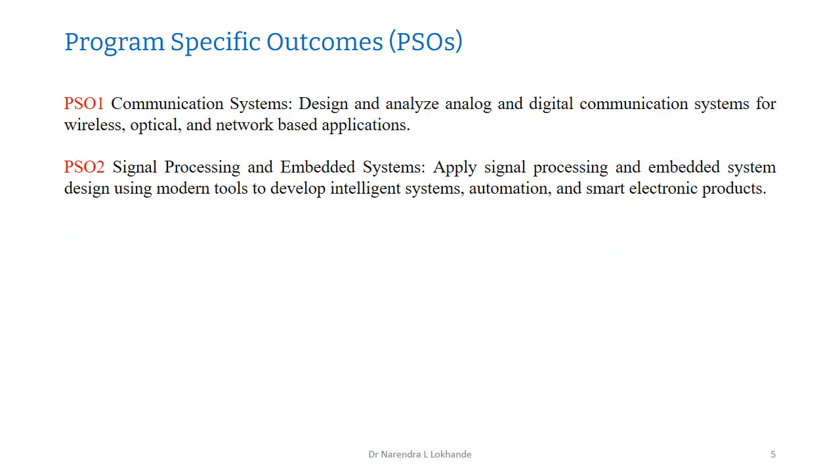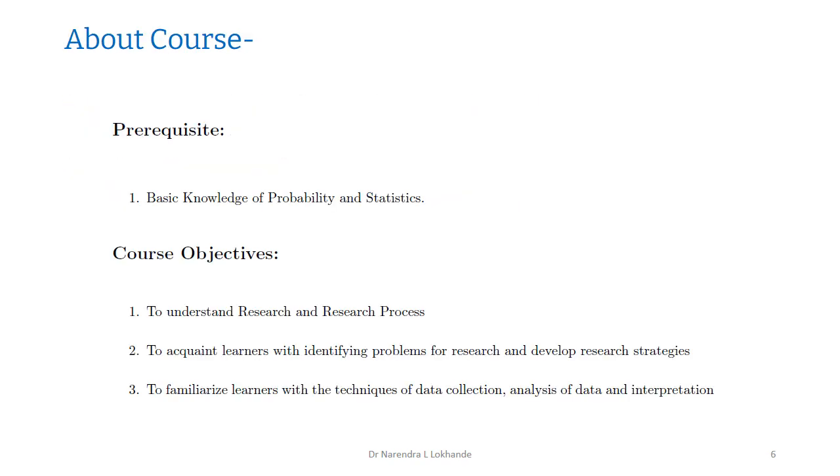Program specific outcomes. The first one is related to the communication system: design and analyze analog and digital communication systems for wireless, optical and network based applications. And the second PSO is signal processing and embedded systems: apply signal processing and embedded system design using modern tools to develop intelligent systems, automation and smart electronics.